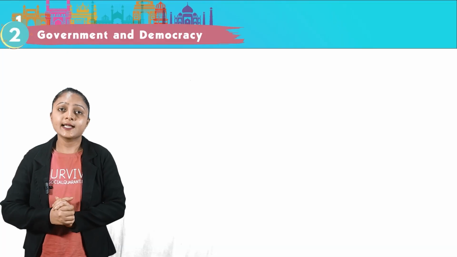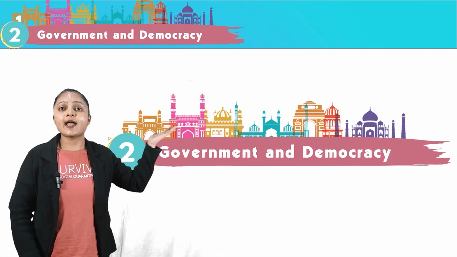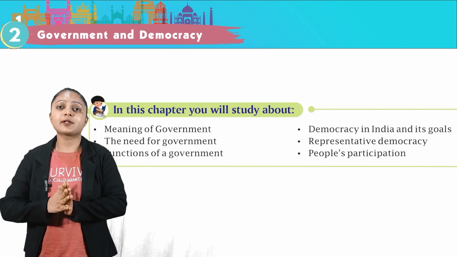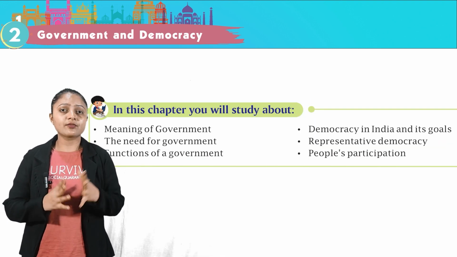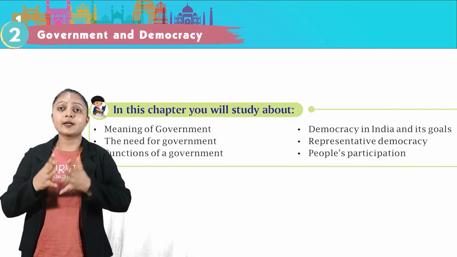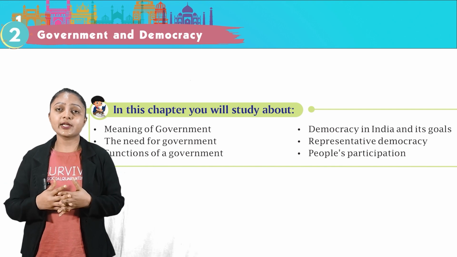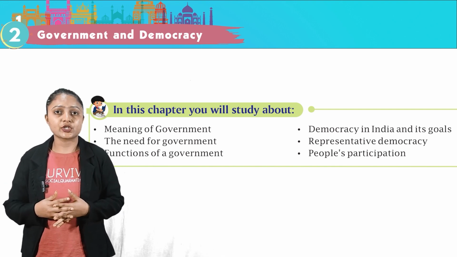Hello class, let's start chapter number 2 of our Civics, Government and Democracy. In this chapter, you will study about meaning of government, the need for government, function of government, democracy in India and its goals, representative democracy, people's participation.